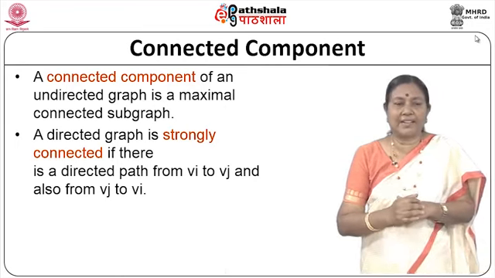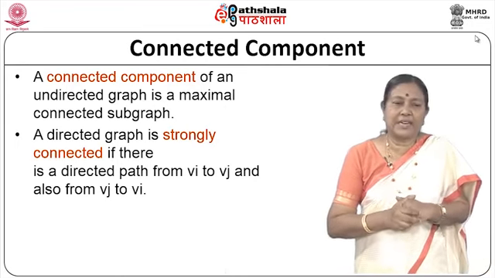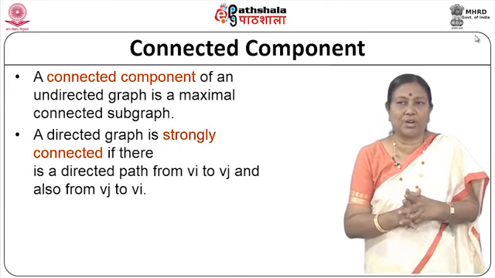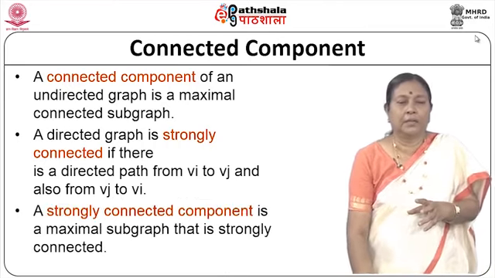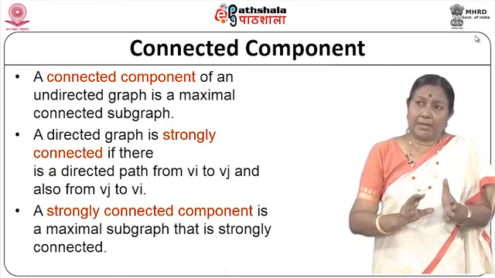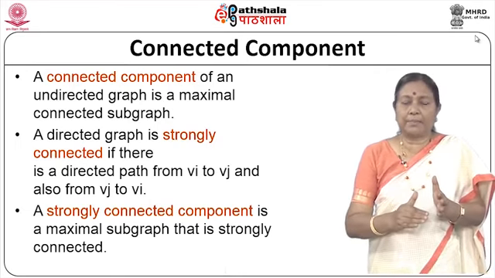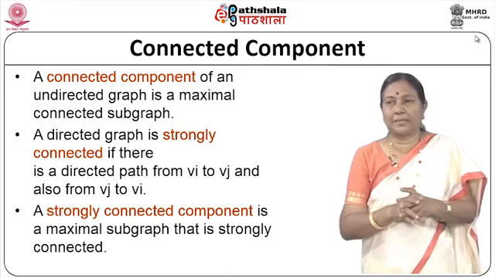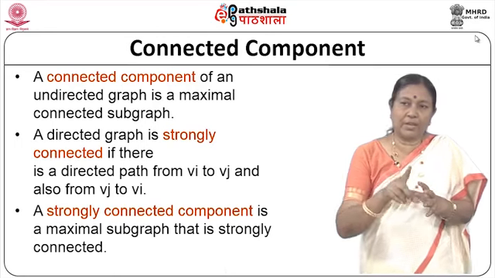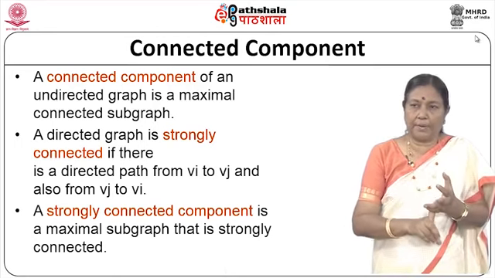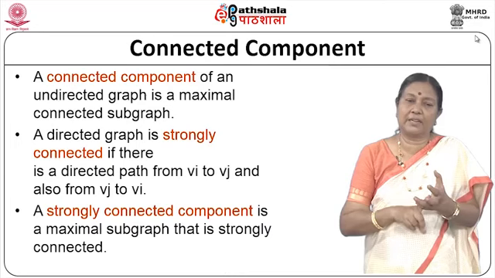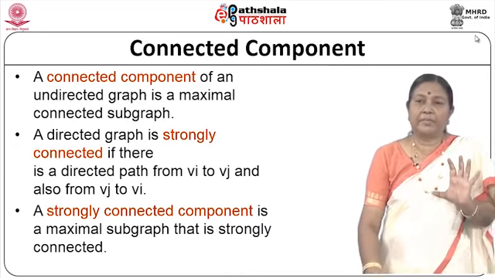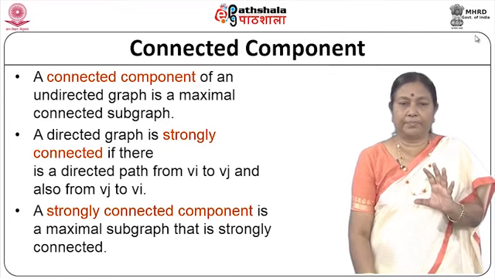Now, a directed graph is strongly connected if there is a directed path from Vi to Vj and also from Vj to Vi, then we call it strongly connected. Okay. A strongly connected component is a maximal subgraph that is strongly connected. I will talk about what that maximal subgraph is, I have not discussed it. So, here we are talking about two things, a connected component of an undirected graph and a strongly connected component of a directed graph, which has to be a maximal subgraph.